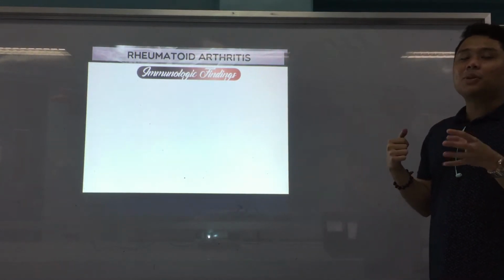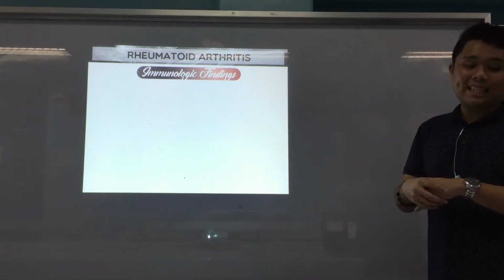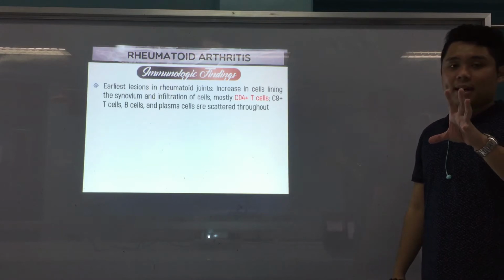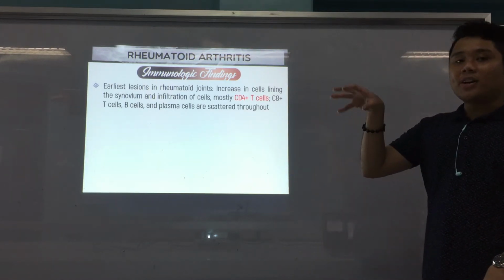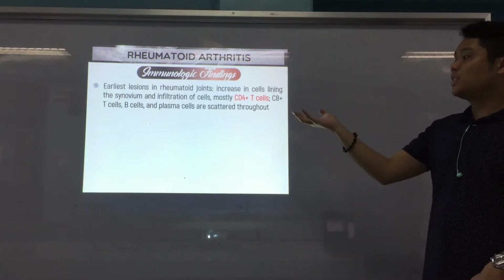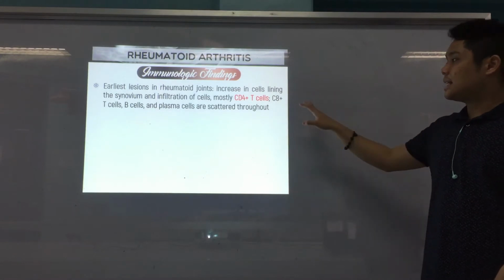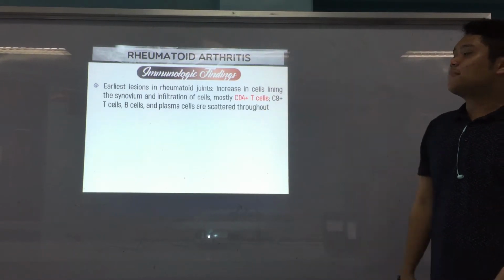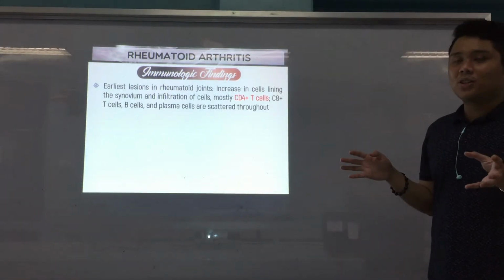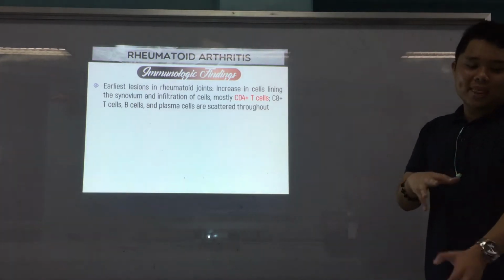For this part, what we're going to discuss now is the immunologic findings of the disease. We'll start first with the lesions in the rheumatoid joints. If you examine it, there's an increase in cells lining the synovium and infiltration of cells, mostly CD4 plus T cells or your helper cells. The CD8, B cells and plasma cells also are scattered throughout. So as you can see, there are a lot of immune cells in the joints itself. They're crowding in the joints.